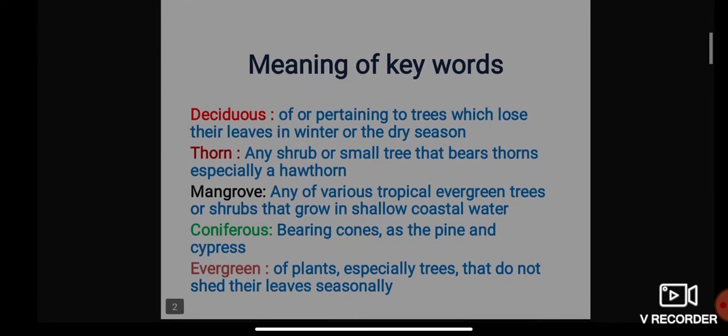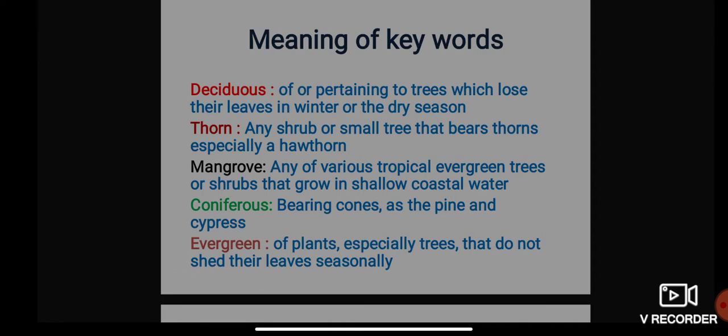So what is deciduous? In simple terms, deciduous means of or pertaining to trees which lose their leaves in winter or the dry season. That is known as deciduous. And what is thorn? Any shrub or small tree that bears thorns, especially a hawthorn, that is known as thorn.